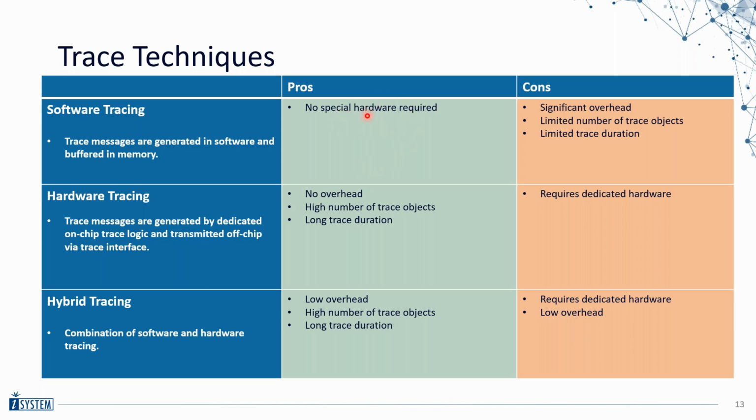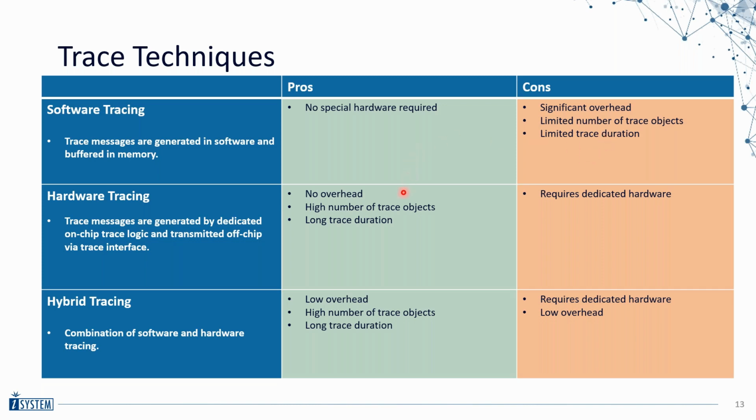For software tracing, you don't need any special hardware. You just need your microcontroller that you already have and the network interfaces that you probably already have. Then you add instrumentation and you can record trace data. Of course, the problem with instrumentation is it generates an overhead, potentially a significant overhead. Also, since the messages are buffered in memory, you have only a limited number of objects that you can record, and usually also only a limited trace duration. So you add an overhead. If your CPU load is already really high, that overhead might even kill your application completely. And the number of trace objects and the trace duration is limited.